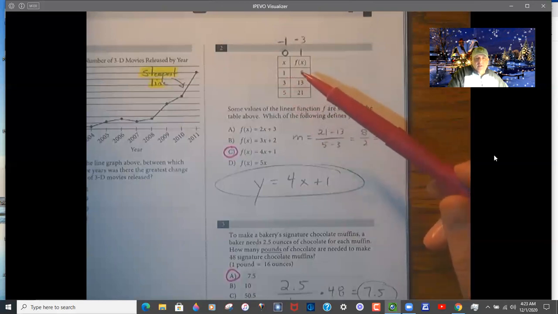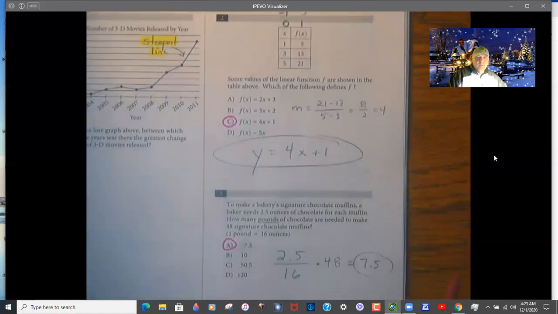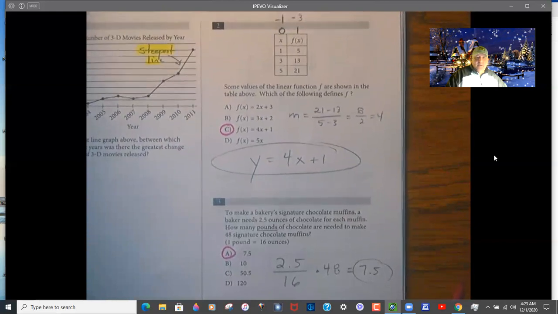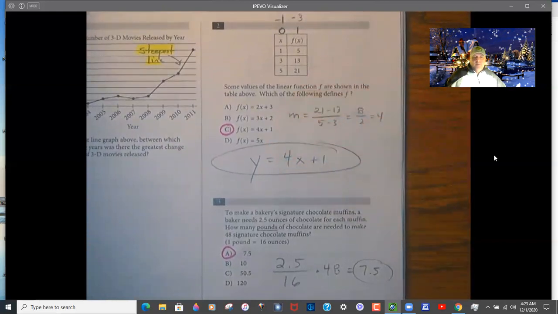So I picked the 20, these two here, 21 minus 13, y2 minus y1 over x2 minus x1, and that's 4 for the slope. You have your calculator, by the way, now, so you could try these in and see which one of them produced the table.